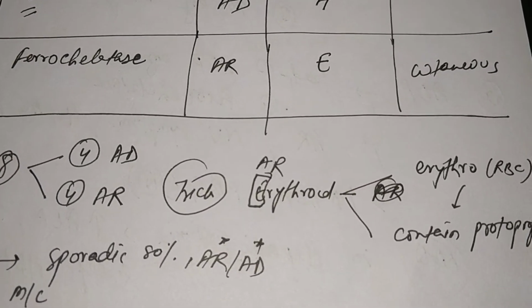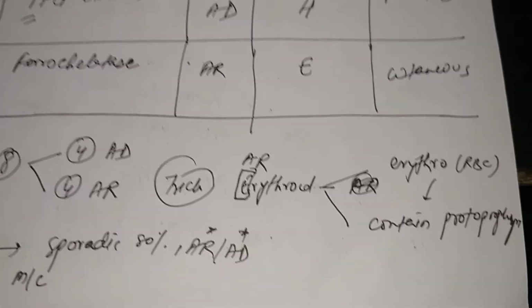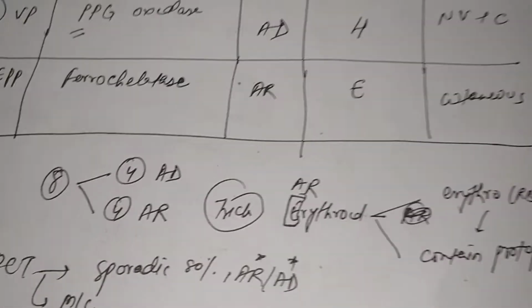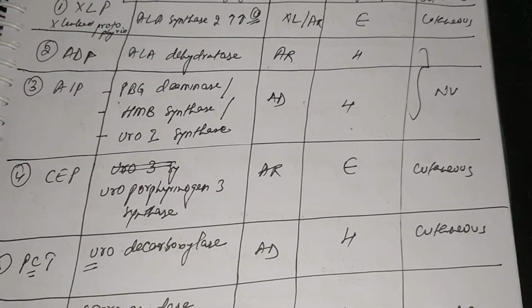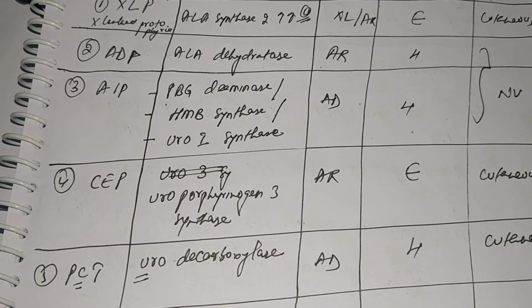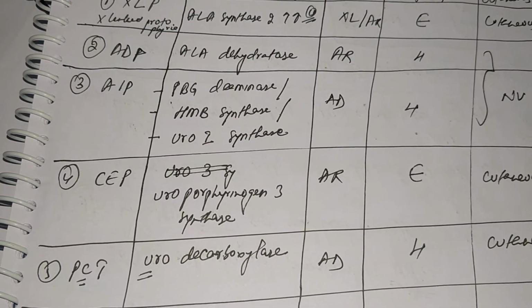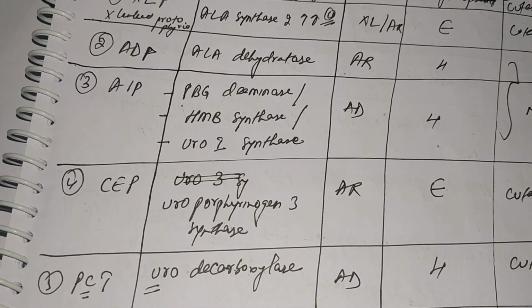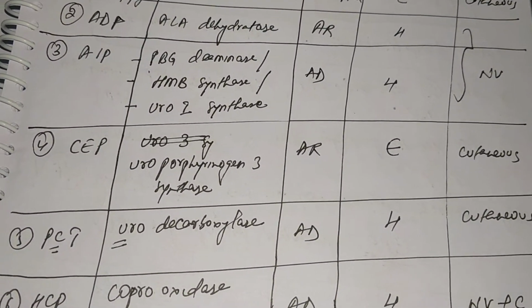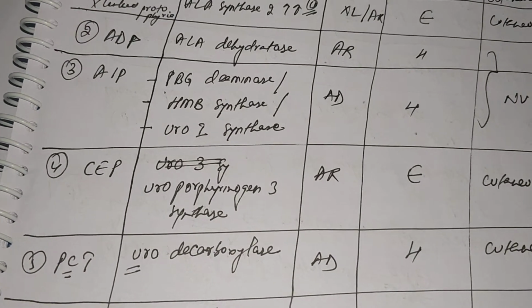Remember, instead of writing E, write AR. That looks similar, right? So AR. So wherever you find erythroid, there will be autosomal recessive. So let me check where there is autosomal recessive. First one is ADP, autosomal recessive. Even X-linked protoporphyria is also autosomal recessive. Some books will say this is X-linked, and in some books it is written that this is autosomal recessive.